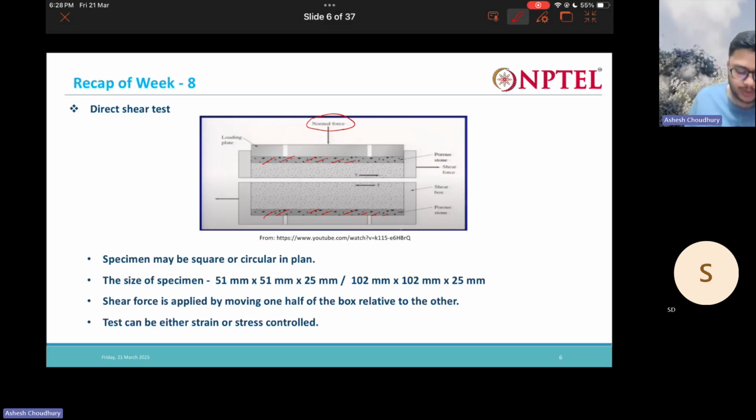So we apply some normal force and then we apply the shearing stress. When we apply the shear stress, you will get some shear stress versus strain curve like this. It might be like this or like this, some curve you will get. This is for one normal stress. For another normal stress you will get a similar curve, as you increase the normal stress you get similar curves.